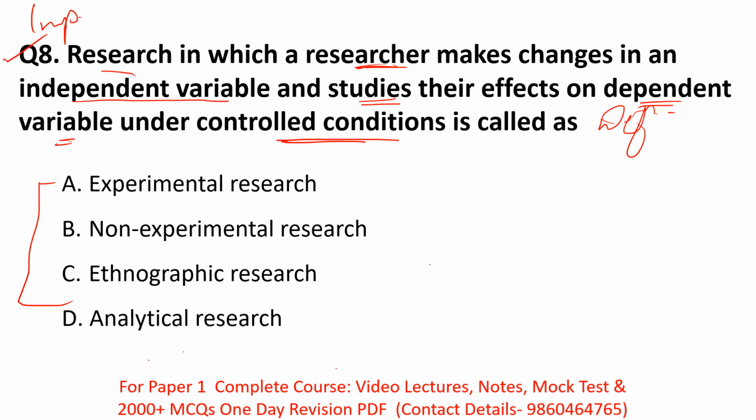So what is the researcher doing here? The researcher is making changes in an independent variable to see their effects on the dependent variable. A researcher who wants to make changes in an independent variable to see its effect on a dependent variable does so only in experimental research. So this is the definition of experimental research.